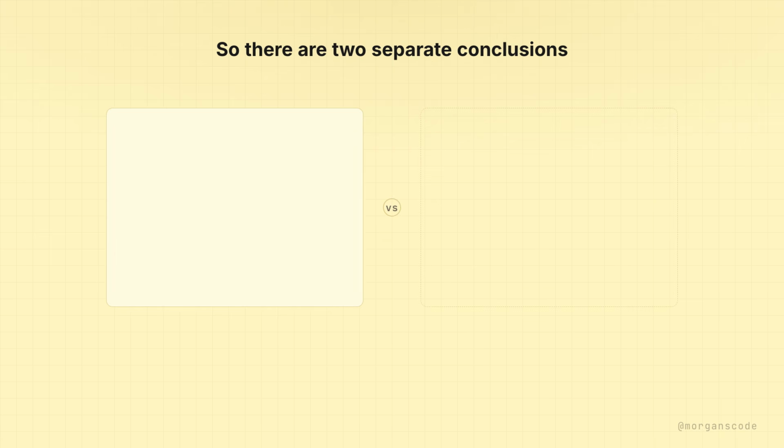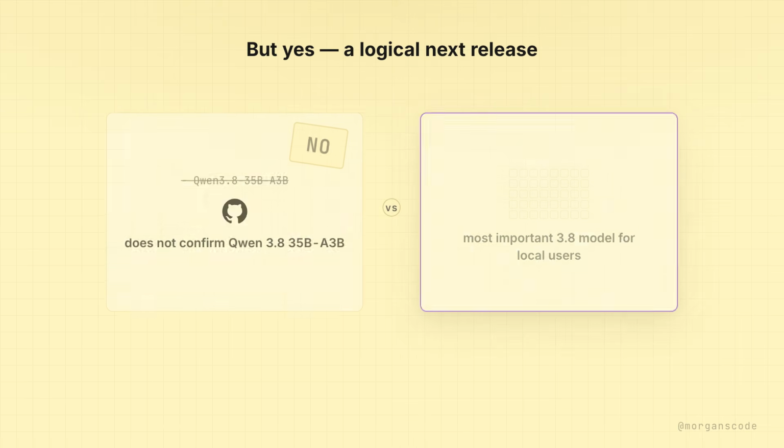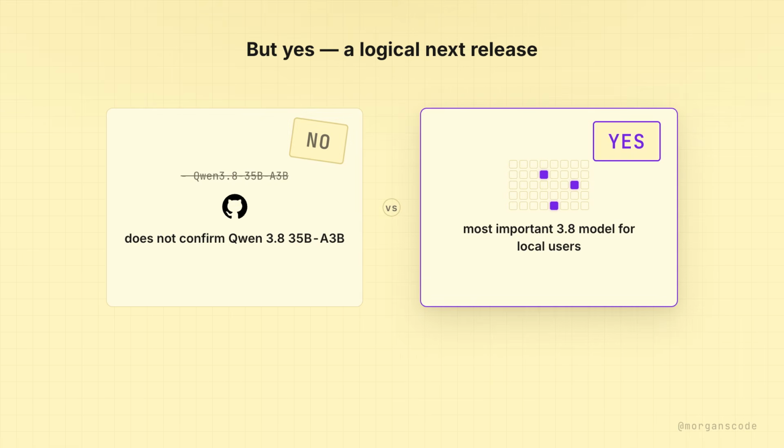So, there are 2 separate conclusions. No, the deleted GitHub name does not confirm Qwen 3.8 35B-A3B. But yes, a model like this would be a logical next release, and perhaps the most important Qwen 3.8 model for local users.